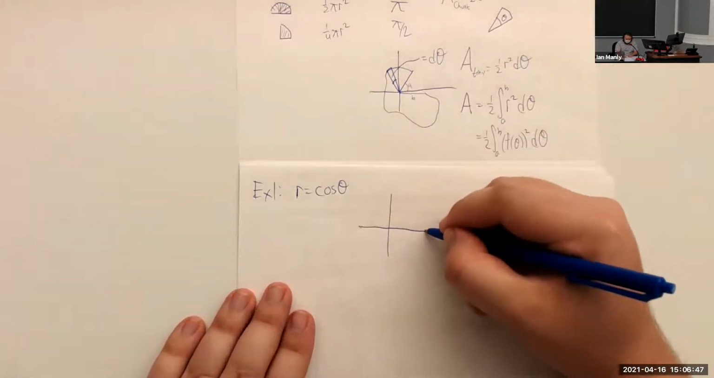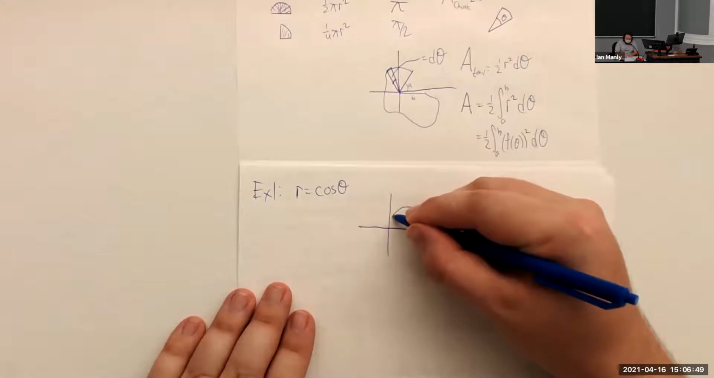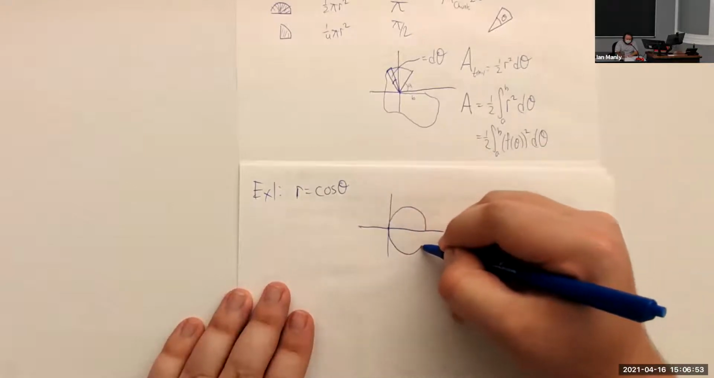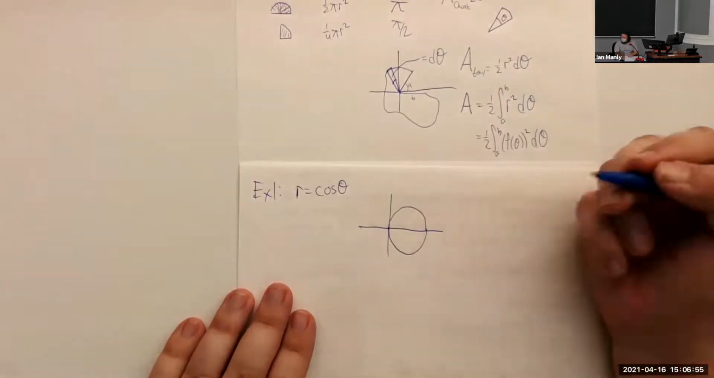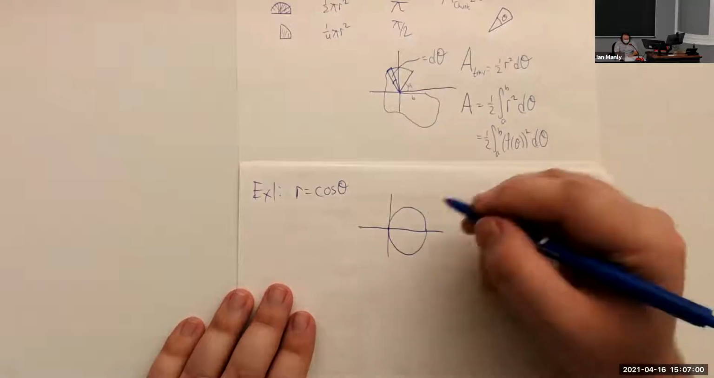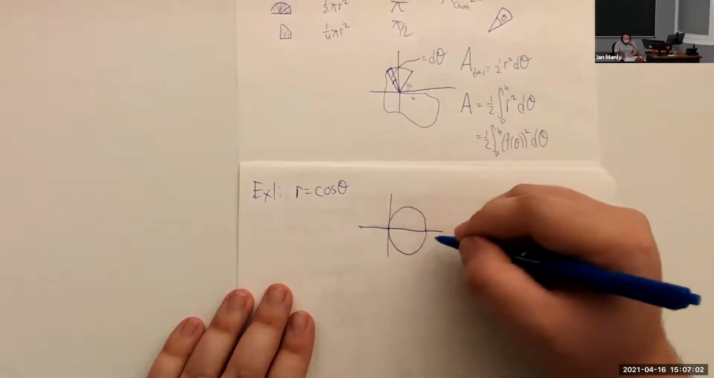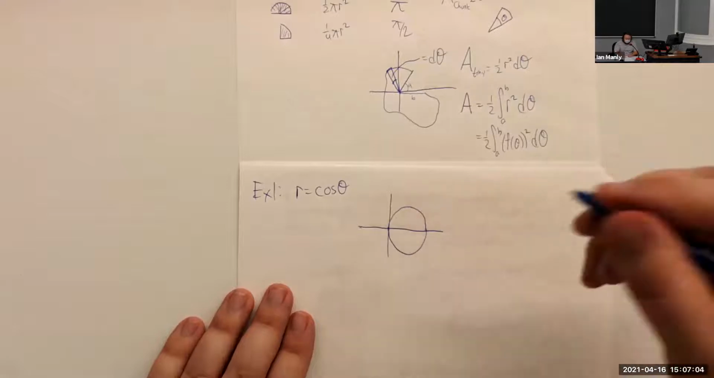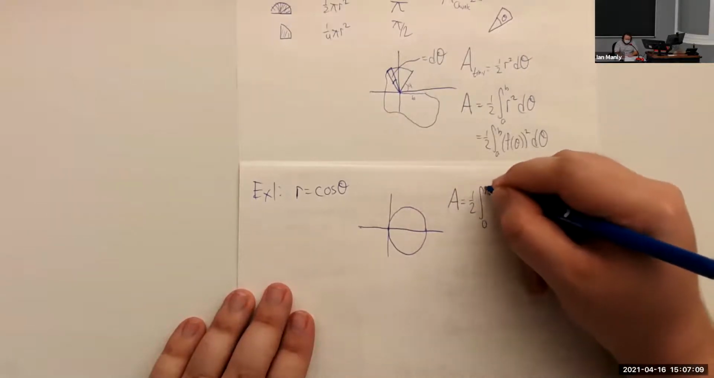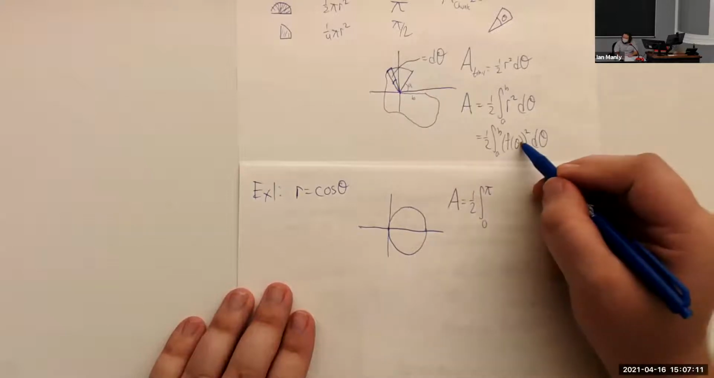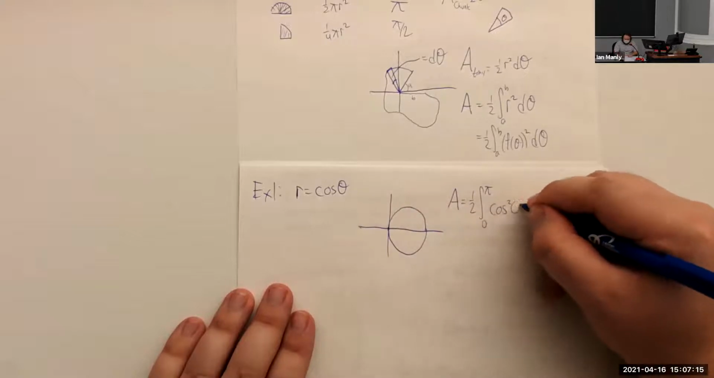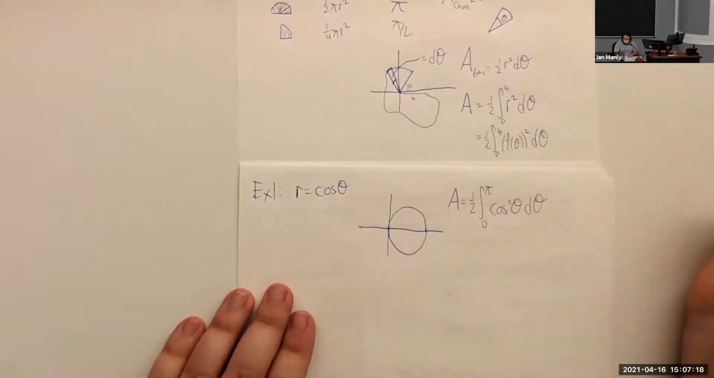It started out here. It came to the origin at pi over 2, and then from pi over 2 to pi, we ended up drawing the lower half. And then we ended up with this circle right here. All right, so since it took angles from 0 to pi to make this circle, that's what we're going to integrate. So we're going to integrate 1/2 the integral from 0 to pi, and then we also can't forget to square what our function is. So we're going to have cosine squared of theta.